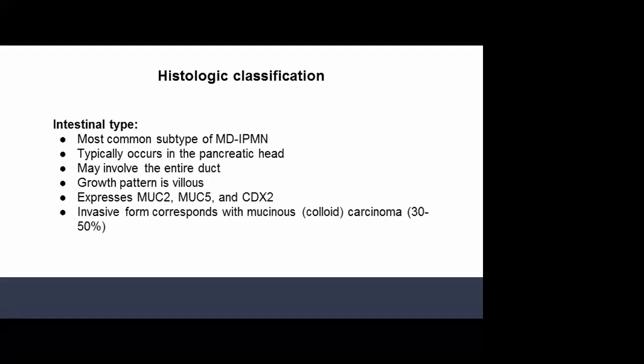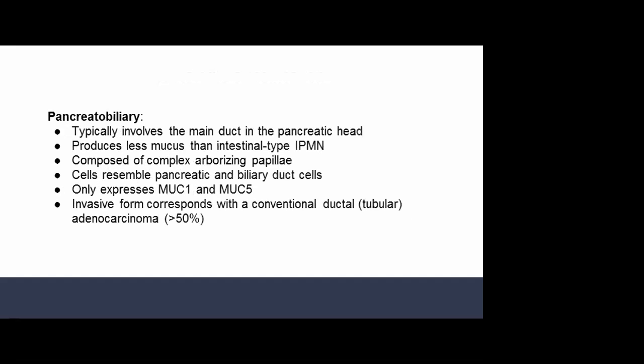And the growth pattern in intestinal type is villous, resembling the villi of the intestine. And it expresses the mucin 2, mucin 5, and CDX2 markers, which are also expressed in colonic intestinal mucosa. And the invasive carcinoma that is associated with this intestinal type of IPMN is mucinous type or colloid carcinoma, which also resembles the mucinous carcinoma of the colon. And usually a 30 to 50% risk of malignancy is noted in intestinal type of IPMN.